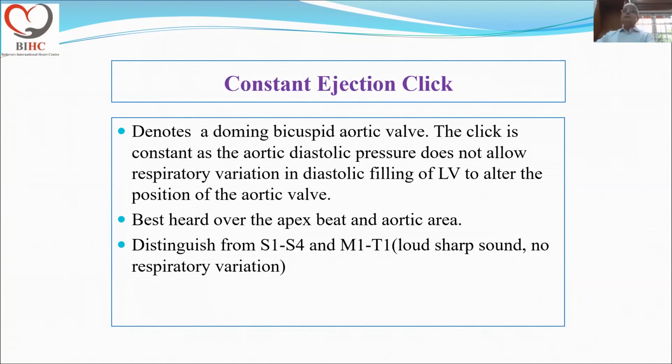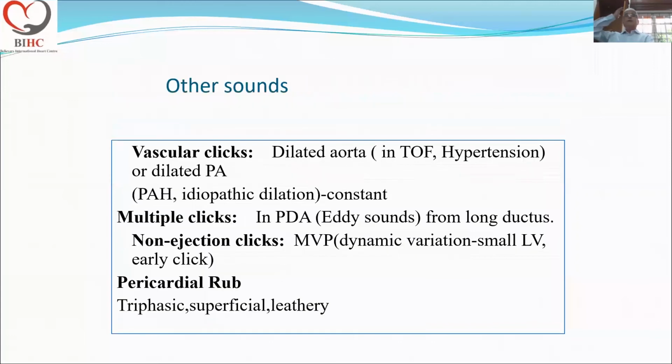You hear a click best over the apex beat and aortic area. It's a loud, sharp sound without respiratory variation. You can also get what looks like constant clicks from a dilated vessel: the aorta in hypertension, or a dilated pulmonary artery in idiopathic dilatation or pulmonary arterial hypertension.